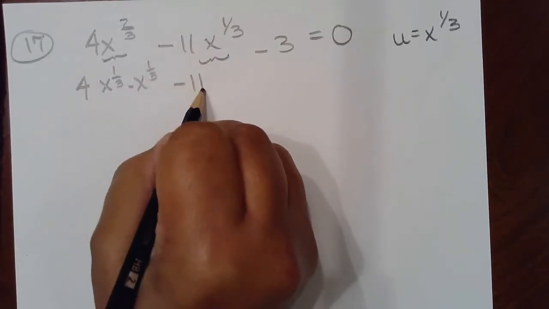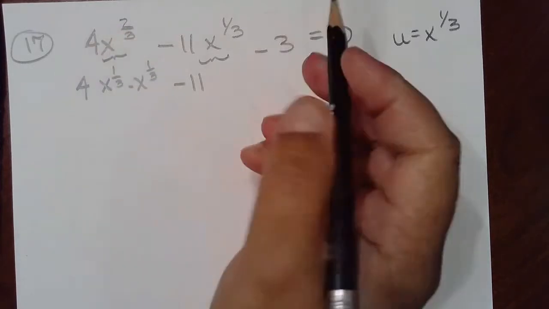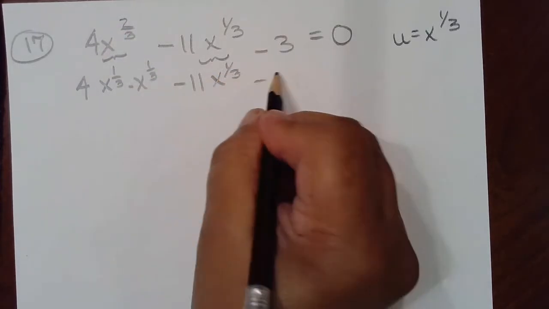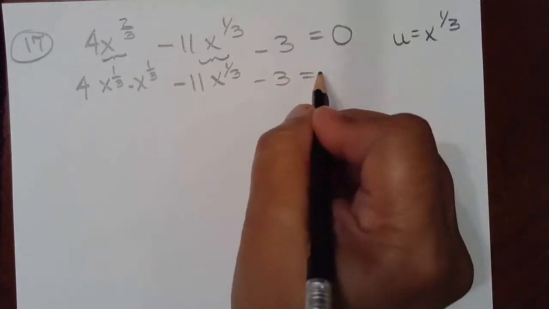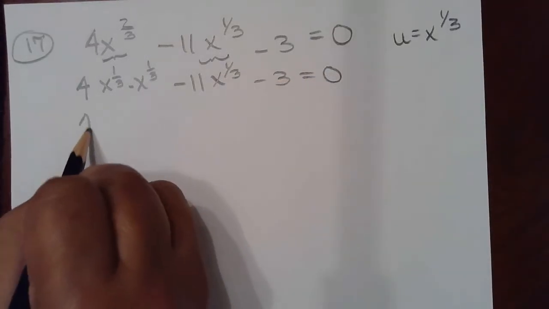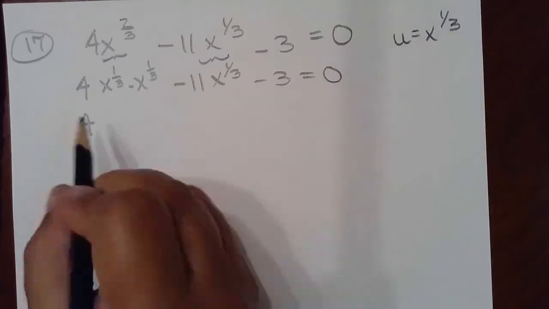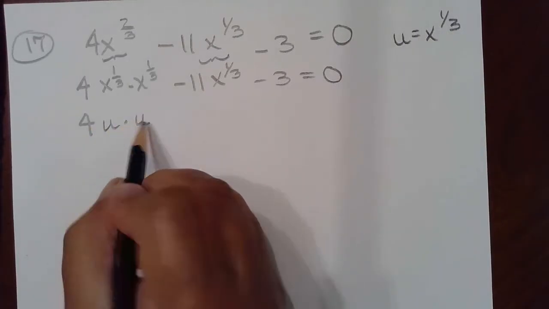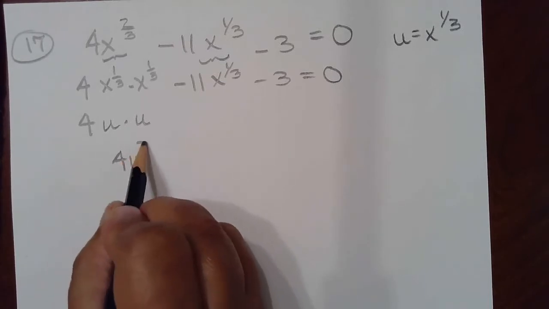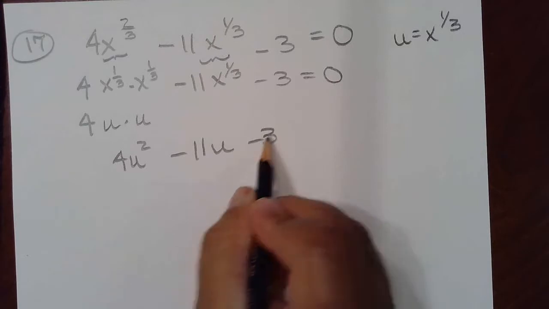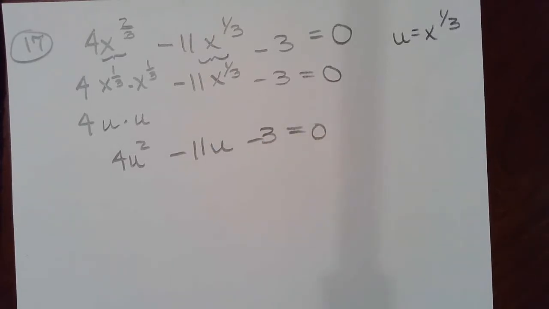I'm just trying to make you see what's hiding inside of the x to the 2/3 so that you'll understand how to substitute this u properly. Okay, so this is 4. Every time you see an x to the 1/3, you're going to put a u there. So this front term becomes 4u squared. Then it's 4u minus 3 equals 0.